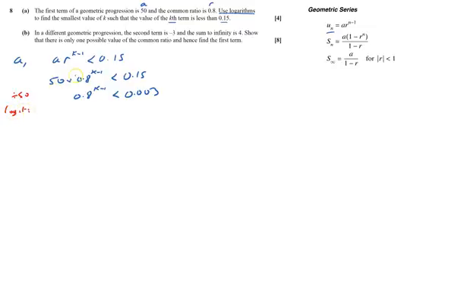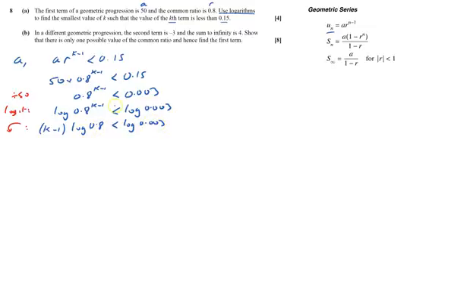When I log it, that means that the power bit will come down, but I'll write it down first. Log 0.8 to the k minus 1 is less than log of 0.003. That's important. That's why I like this step, to make sure I do log both sides. Quite often people can forget to log the right hand side. Now I can bring the power bit down, rules of logs, and that will give me k minus 1, and put it in brackets because it's the whole of k minus 1, times log 0.8 is less than log of 0.003.